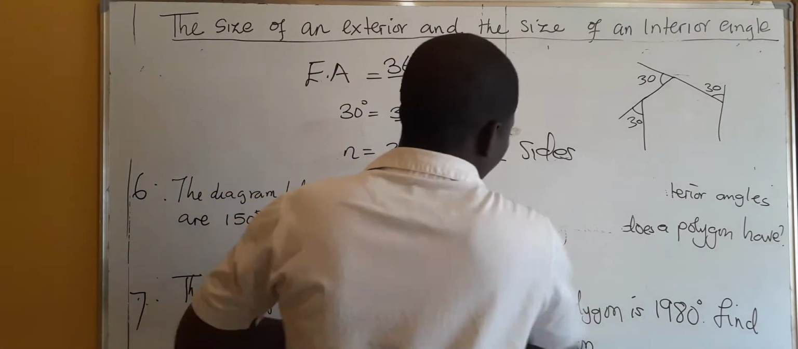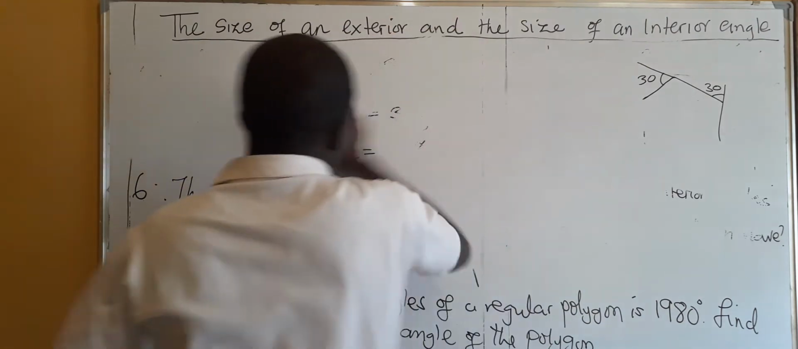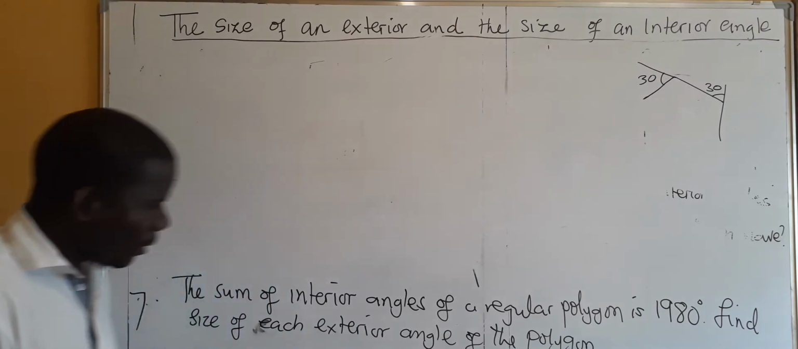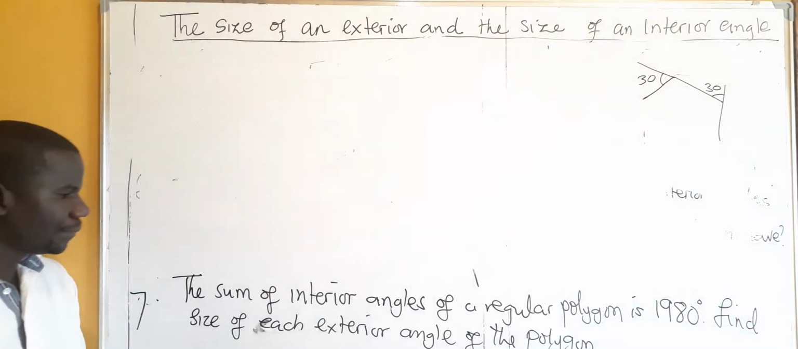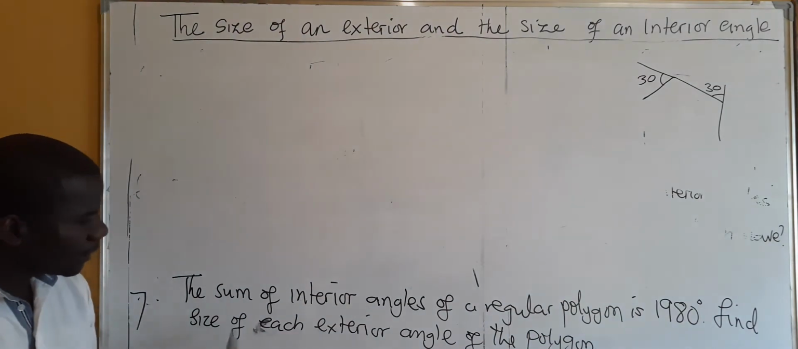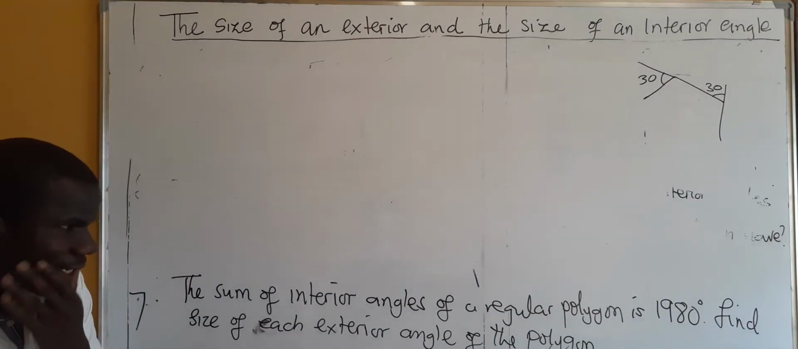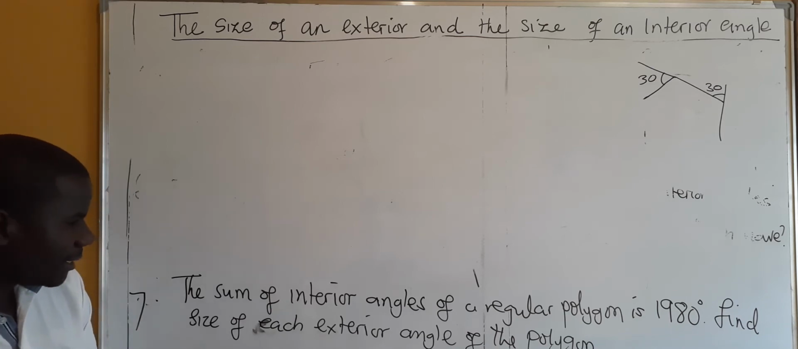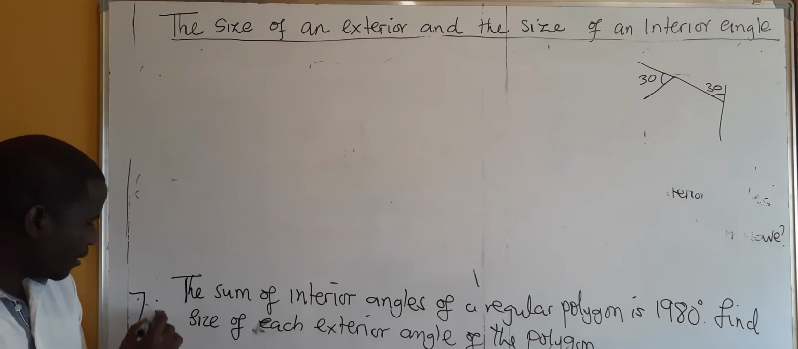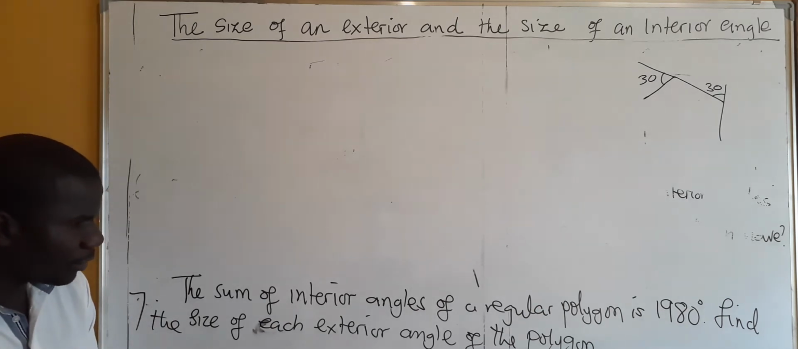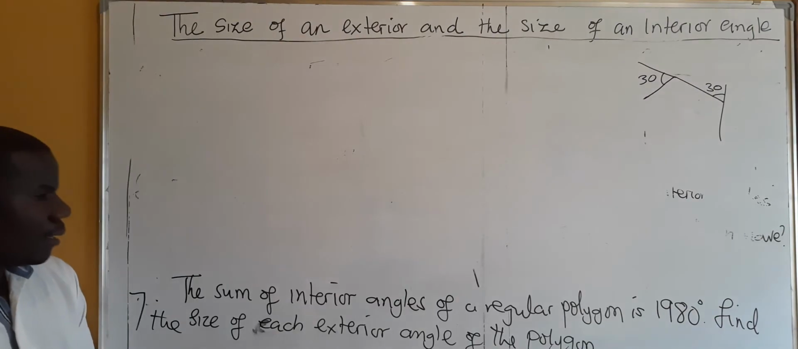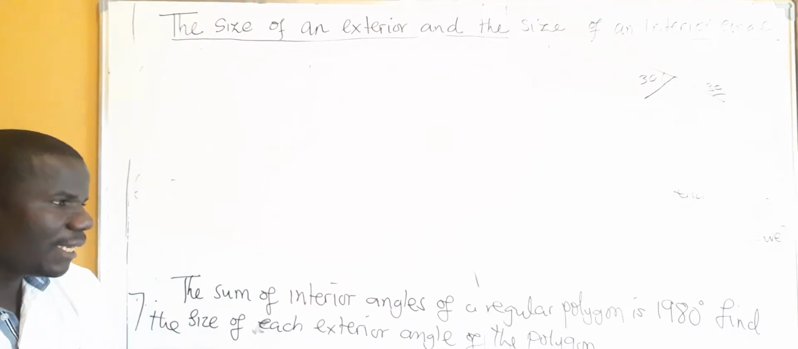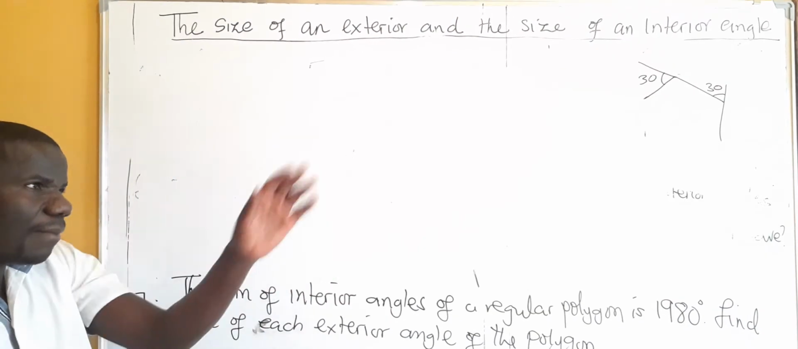You can go through the last one even before we do it together. It's very important. The sum of the interior angles of a regular polygon is 1980 degrees. Find the size of each exterior angle of this polygon. Now here, look at what you have been given. It's the sum of the interior angles.